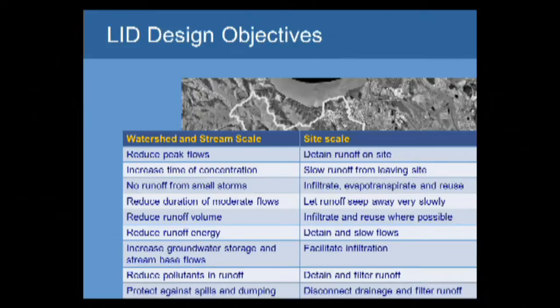So basically, what I want to point out here is everything we would do with LID just tries to reverse this process. You try to do on the site scale what it was going to address these effects of urbanization on the watershed and stream scale. So if we want to reduce peak flows, then we're going to detain runoff on site. We're going to increase the time of concentration by slowing runoff. We're going to let runoff seep away so slowly that it doesn't really affect the duration of stream flows. We're going to reduce the volume by infiltrating. We're going to reduce runoff energy so trash doesn't get flushed downstream, et cetera, et cetera.